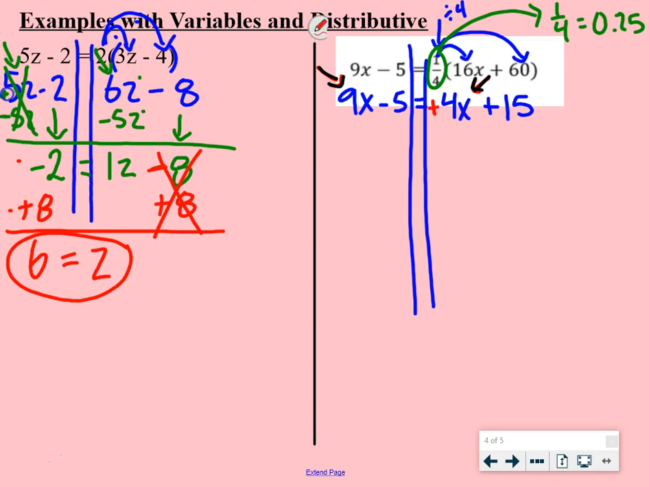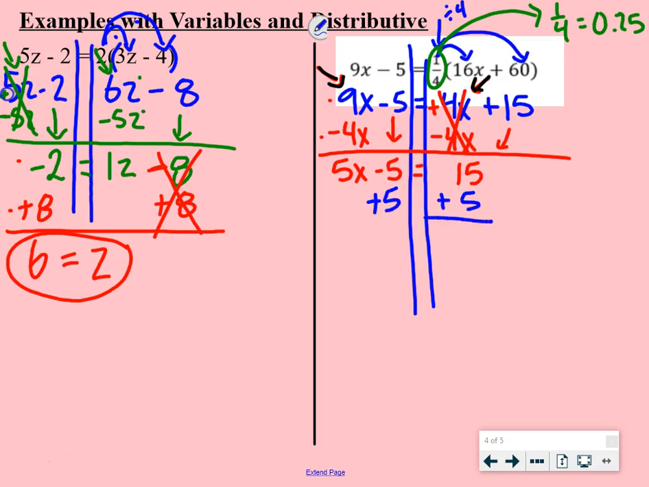4x is positive, so to undo a positive 4x, we need to do a minus 4x. 9x minus 4x is 5x. Bring down the minus 5 equals 4x minus 4x is 0, and we bring down the positive 15. Now we have 5x minus 5 equals 15, so we need to undo the minus 5 with a plus 5 on both sides. Minus 5 plus 5 makes 0. We bring down the 5x equals 15 plus 5, which is 20.